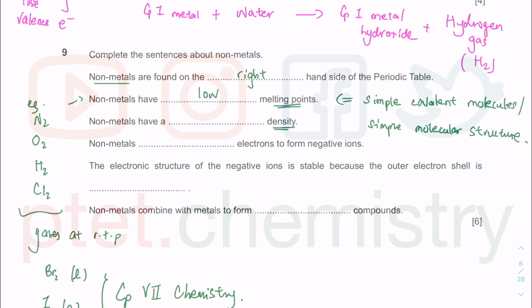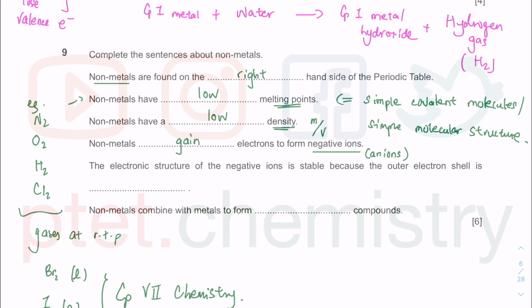In terms of density, they are very light as gases, so they have low density, where density is mass over volume. They occupy a big volume, they have low mass, therefore they have low density. Forming negative ions has another name called anions. To form negative ions, the nonmetals will gain electrons, they accept electrons, they receive electrons to form anions.